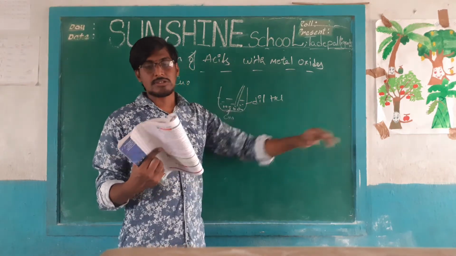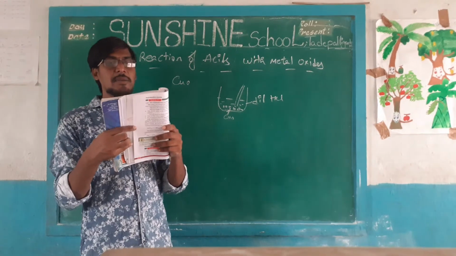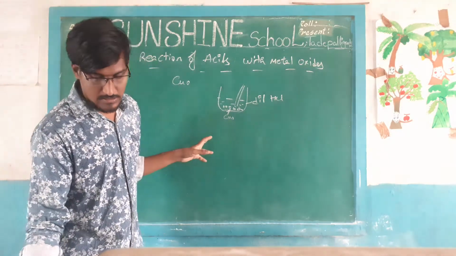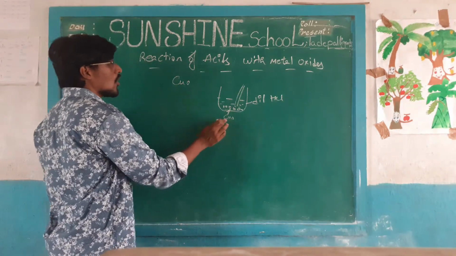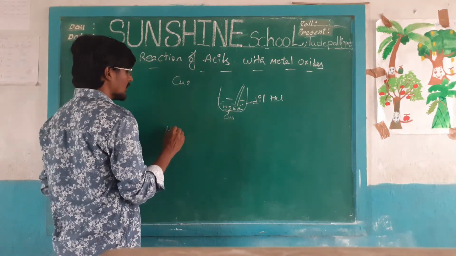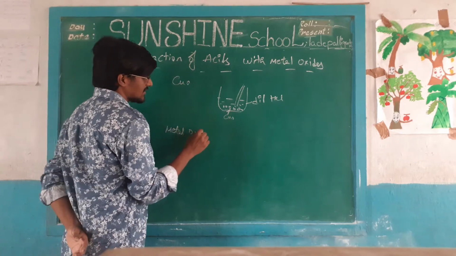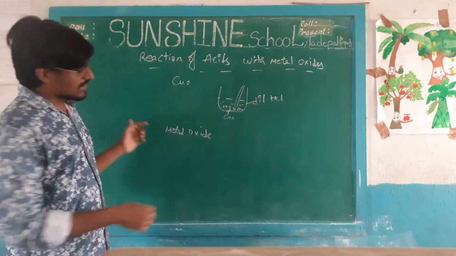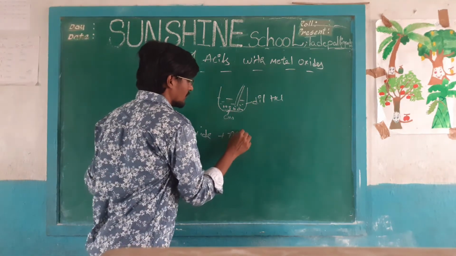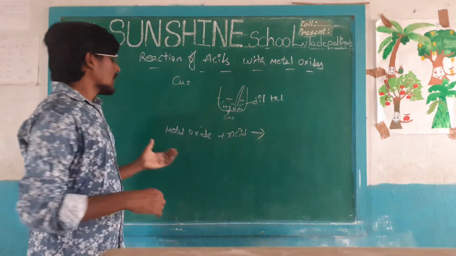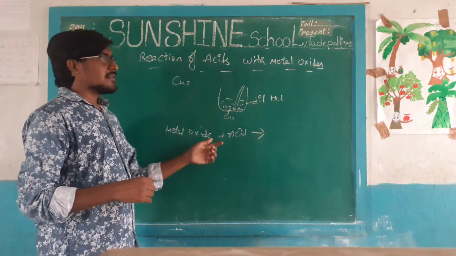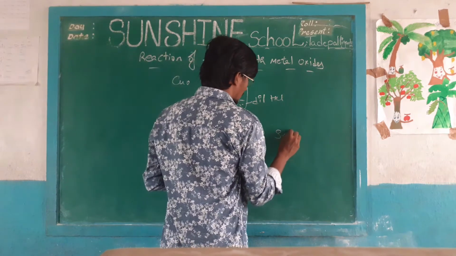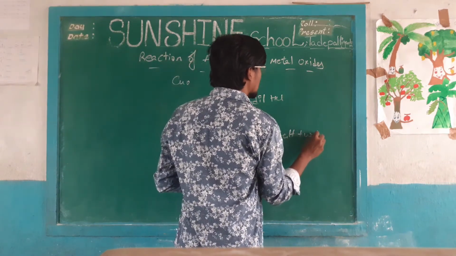So this general reaction between a metal oxide and an acid can be written as follows. Copper oxide is a metal oxide. If we react a metal oxide with an acid, we get the products salt and water. What do we get? Salt and water.